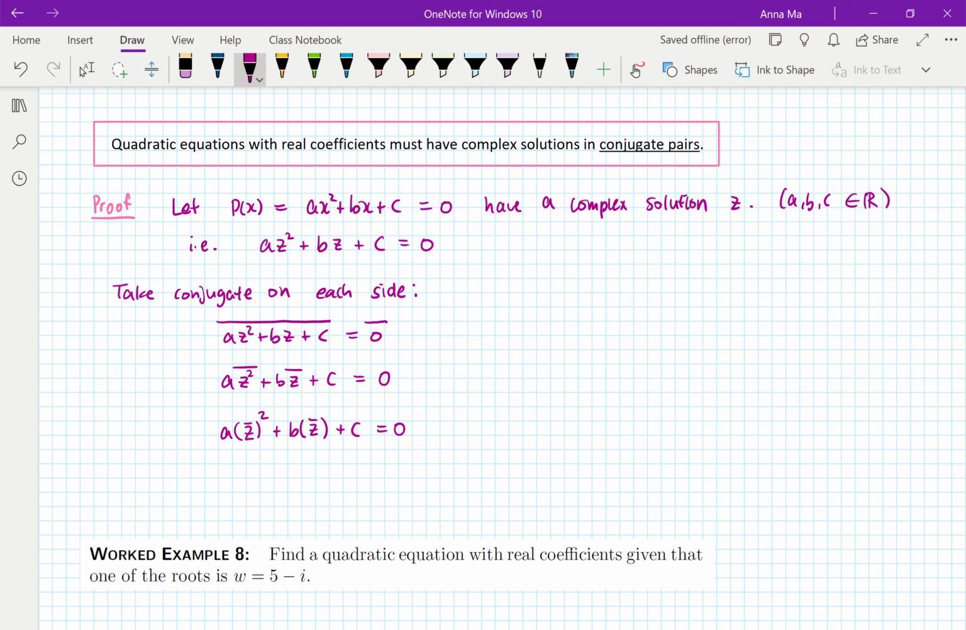And by rewriting the equation like this, it tells me that plugging in Z bar, so the conjugate of Z, is also a solution because it equals 0 when you plug it into P(x). So I could say that P of Z bar is also equal to 0, meaning that Z bar is also a solution. And just note that if the coefficients are not real, then that part wouldn't really work. So this would be only true for quadratic equations with real coefficients.